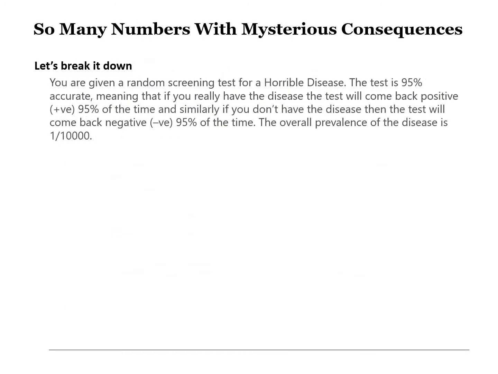Okay, so let's break it down. The first sentence just tells us what the scenario is. We're screening for a disease. The rest of the paragraph gives us some information we can actually use in our calculations or to work out the probability of having a disease or not having a disease given whatever evidence we might collect. So those numerical bits of information are first the accuracy of the test.